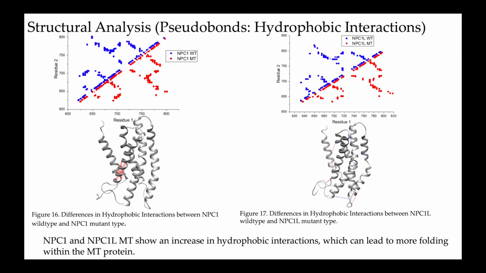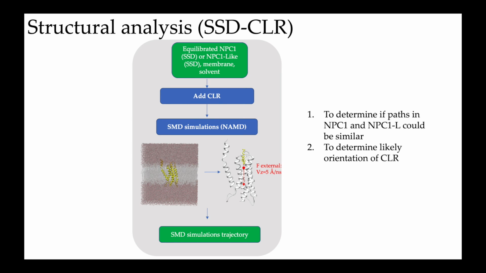The next thing that we did, building off of the molecular dynamic simulation, we actually did an equilibrated NPC1 sterol sensing domain, or NPC1-like, within the membrane and solvent, like we did in the MD. And then we added cholesterol, and then we did something called a steered molecular dynamic simulation, where we randomly placed it within the part of the protein that cholesterol binds to, and then we added outside force to kind of speed up the interaction and transfer of cholesterol within the pore that we think transports it.